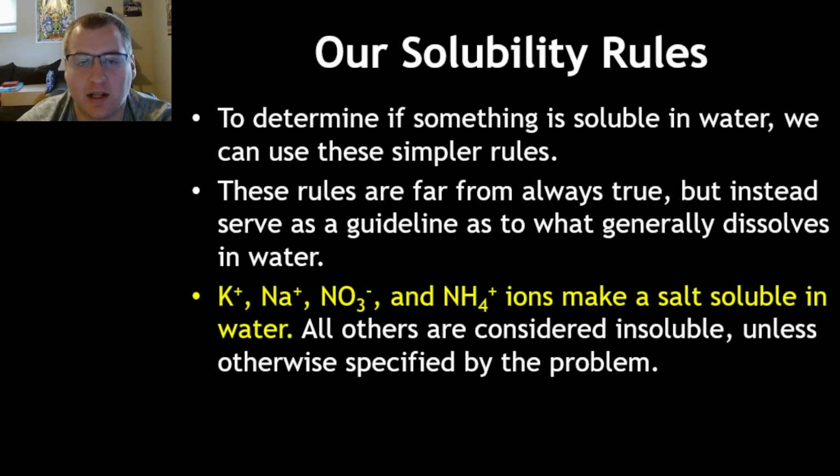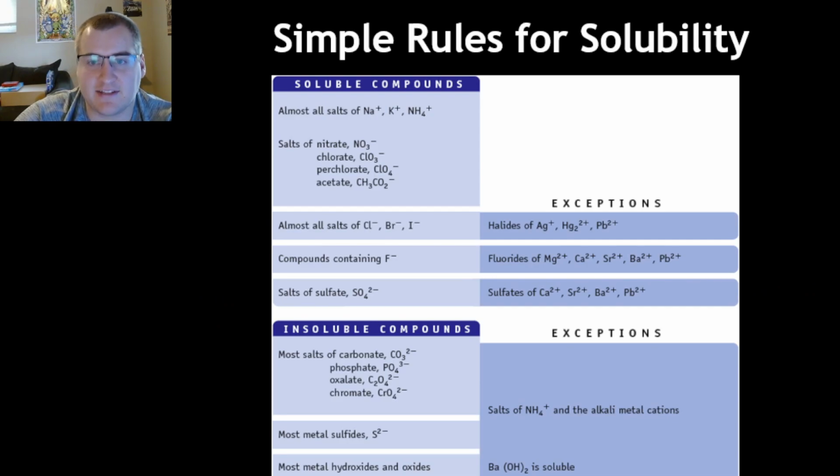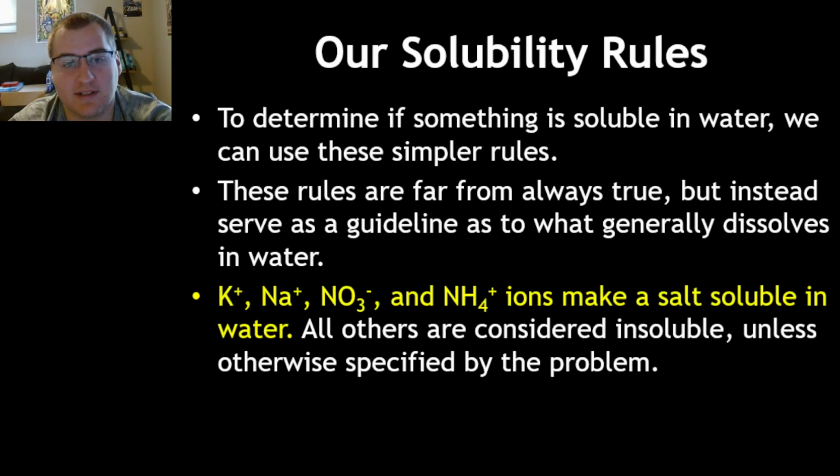If you have an ionic compound with K+, Na+, NO3-, or NH4+, so potassium, sodium, nitrate, or ammonium, those things in a salt will always be soluble. That's going to be our kind of steadfast rule we use. Now, there are exceptions, but that is scary. So we're just going to stick by those as things that are always soluble.